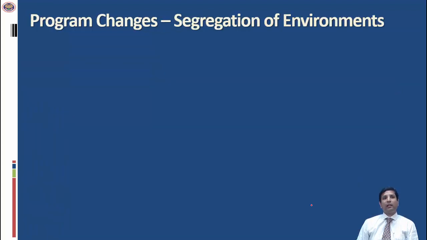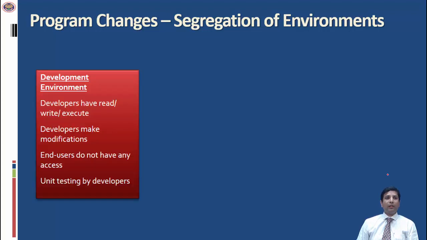Now let us look at segregation of environments and also the segregation of duties that should be within a program change process. Typically, when programs are developed, they are developed in the development environment. So the company should have a separate environment where changes are developed. This environment should be different from the production environment where the business transactions are processed.